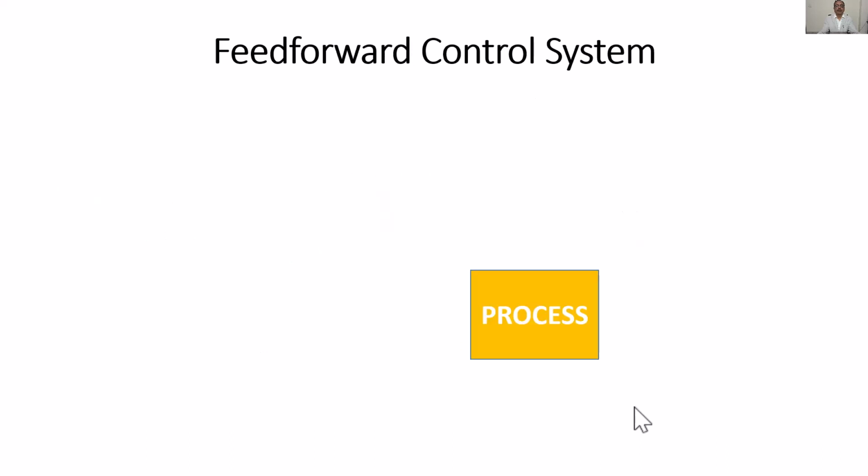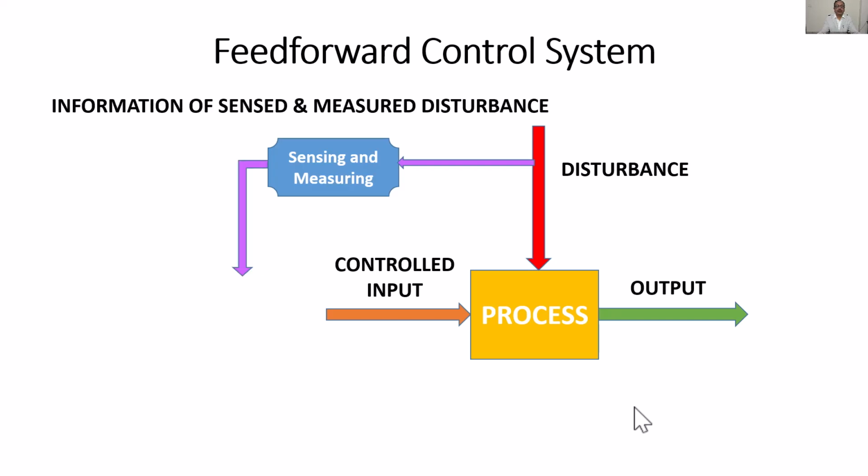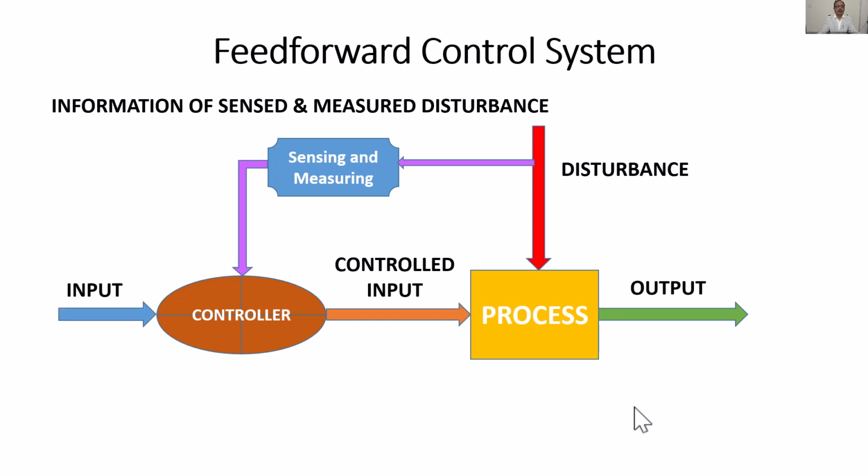Feed forward control system is one where the process gets the input and gives the output. But here the disturbances are measured or sensed and that information is given to the controller, and the controller receives the inputs along with the disturbance inputs. Then it finally controls the inputs and the desired outputs are obtained. This is an example of a feed-forward control system.